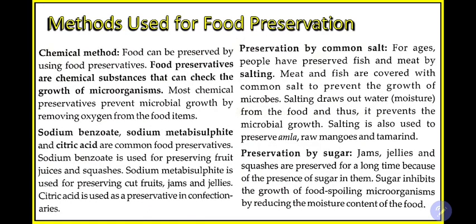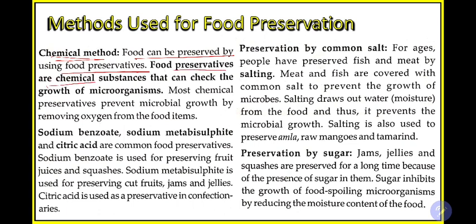So what are the different techniques? First we'll learn about chemical techniques. What are the different chemical techniques for food preservation? Food can be preserved by using food preservatives. The chemicals used for preservation are known as preservatives. So food can be preserved by using food preservatives.